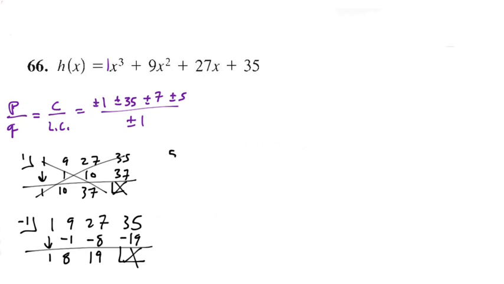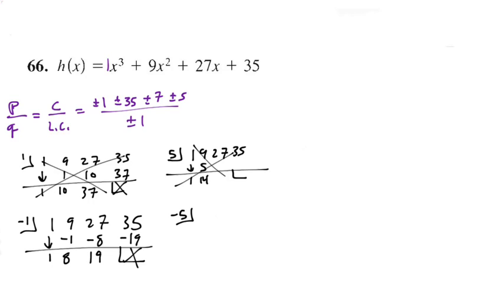All right, I definitely don't want to try 35. That's a big number. Let's try 5. So 1, 9, 27, and then 35. We bring down the 1. We get 1 times 5, which is 5. 5 plus 9 is 14. Oh, this is just going to get bigger and bigger. We're going to have to get a negative in there.